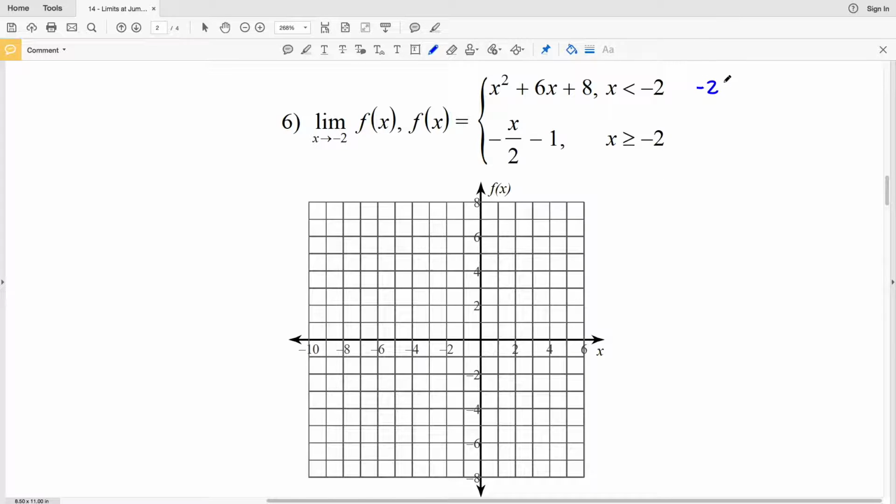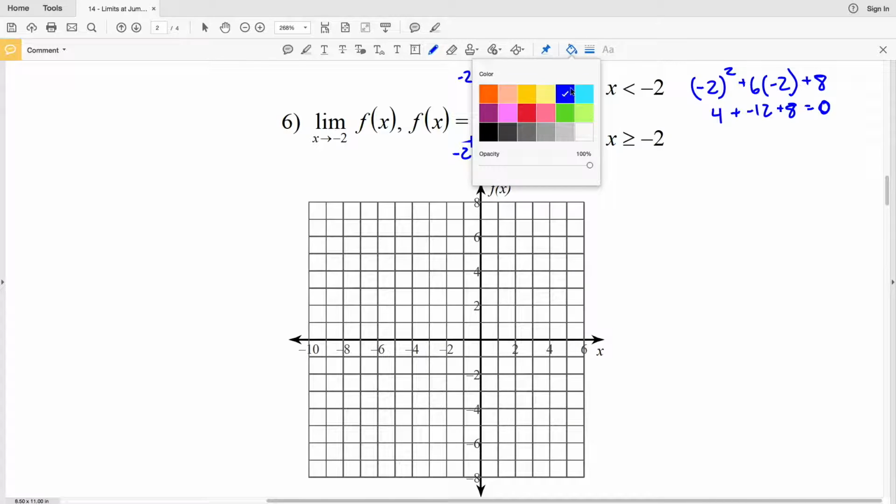So we'll have negative 2 squared plus 6 times negative 2 plus 8. Negative 2 squared is a positive 4, plus 6 times negative 2 is negative 12, plus 8, that is going to equal 0. So the limit as x approaches negative 2, this would be from the left, because we're coming from negative infinity in the x, so the limit as x approaches negative 2 from the left is 0. Now let's see what it is going from the right. And I'll just make a note, negative 2, this is from the negative direction, and negative 2, this is from the positive direction.